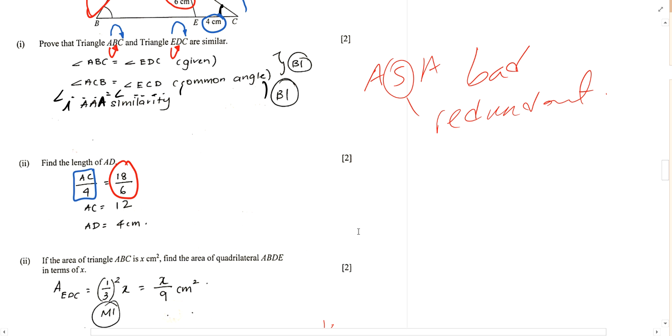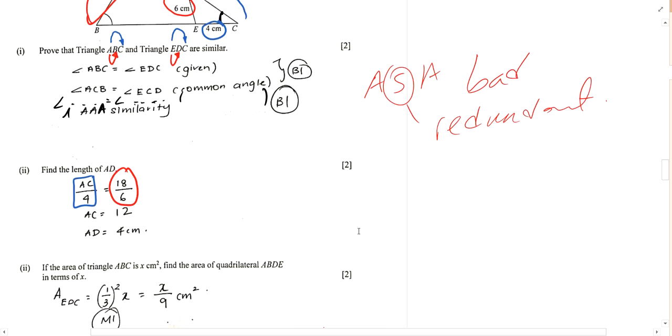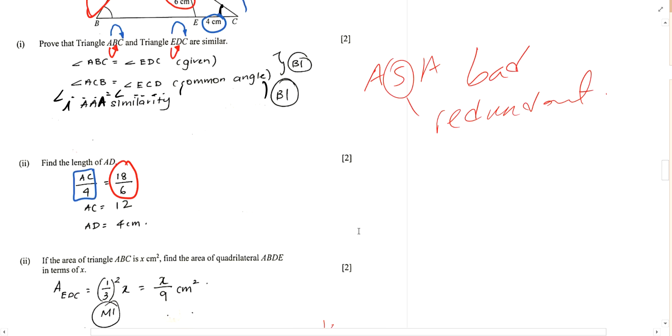And finally, for part 3. Area of triangle ABC is X. Find the area of ABDE.